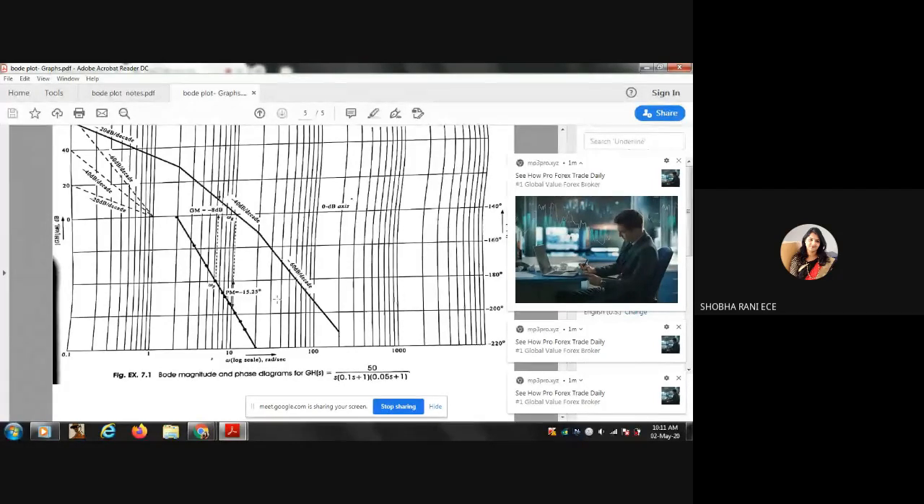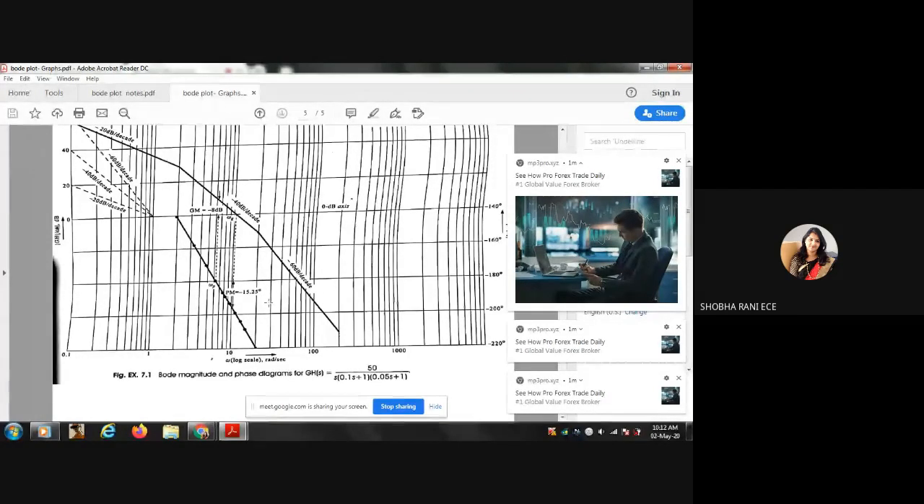Okay, I repeat again. For a system to be stable, the gain margin and the phase margin both should be positive. If one is positive and one is negative, the system is marginally stable. If both phase margin and gain margin are negative, then the system is unstable. So for this system, we see that gain margin is minus 8 dB, phase margin is minus 15.25 degrees. Since both are negative, the system is unstable.